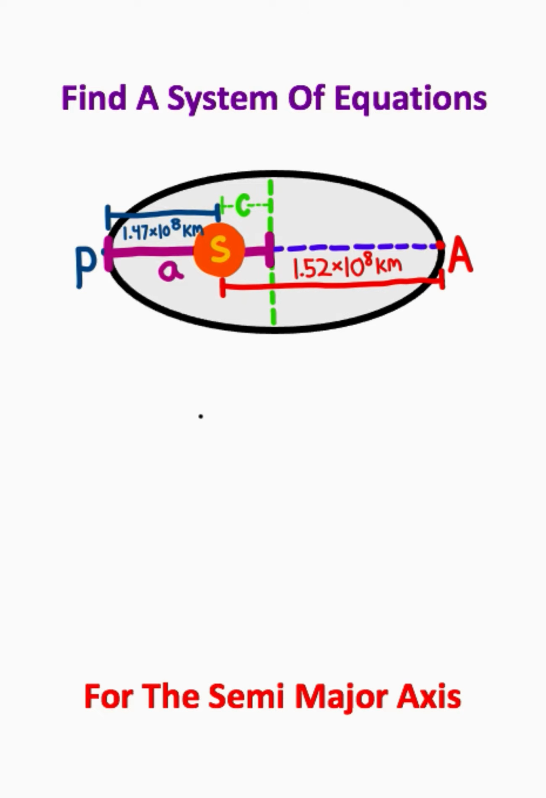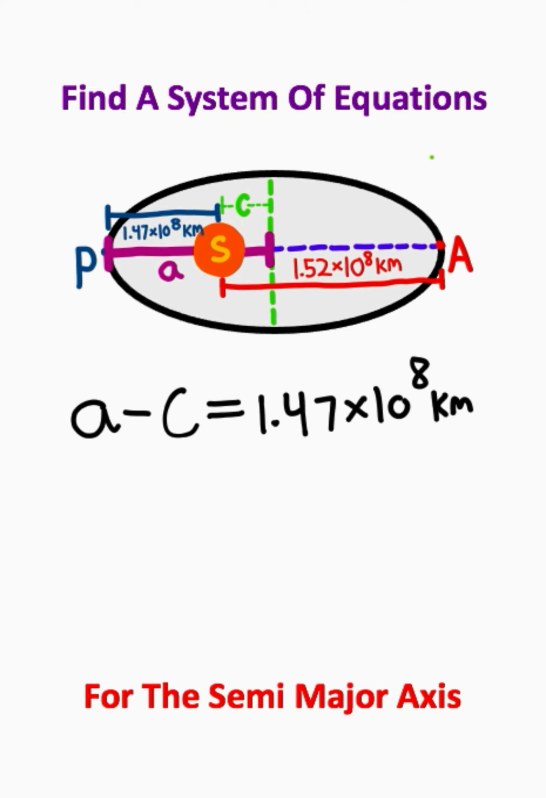Let's say that we're trying to find a system of equations for the semi-major axis. Now, as you can see, we've labeled the semi-major axis as A. What I'm going to start by doing is looking at the left side of this ellipse. If I take this distance A and I subtract off this distance C, notice I'm going to be left with only the distance of the perihelion. So we have a way to set up this equation. We just take our semi-major axis and subtract off C, and then we say that this whole thing is going to equal the distance to the perihelion.